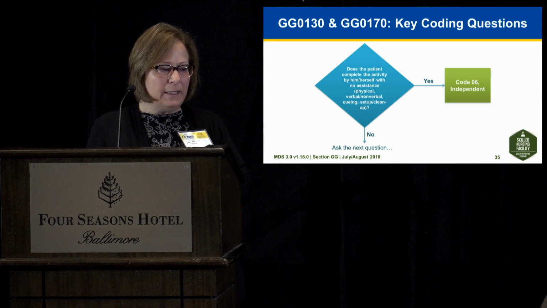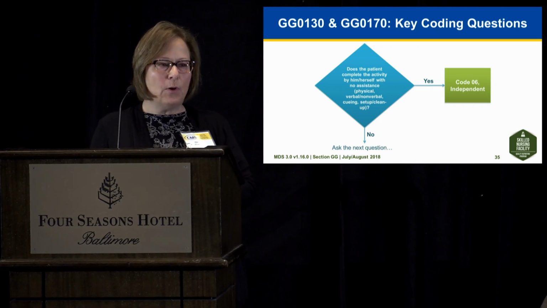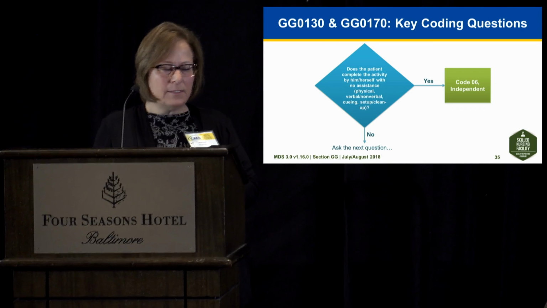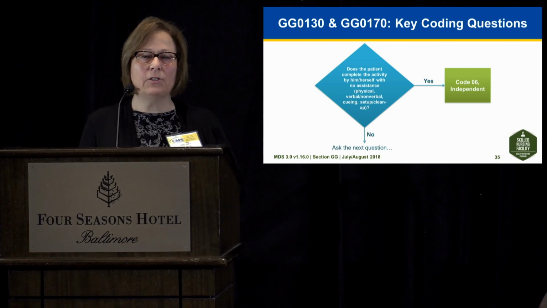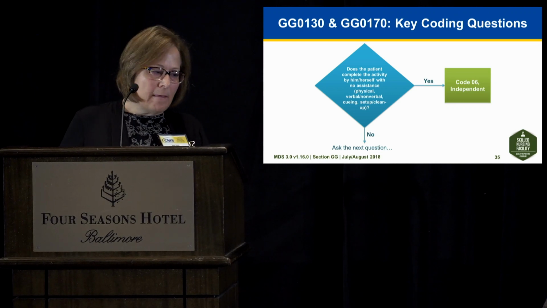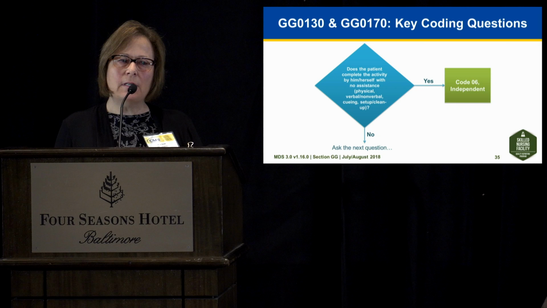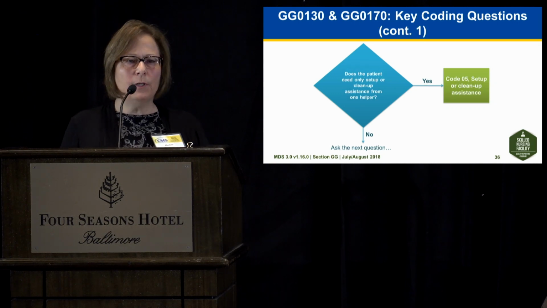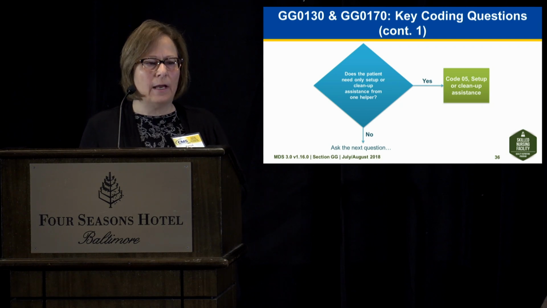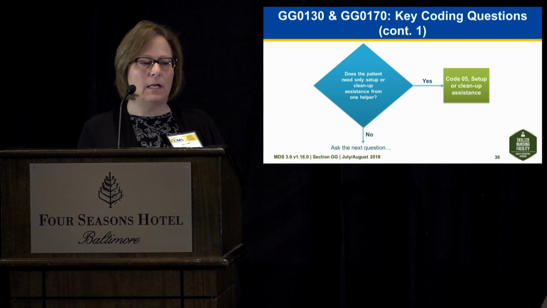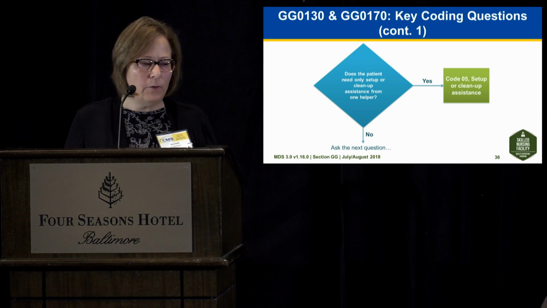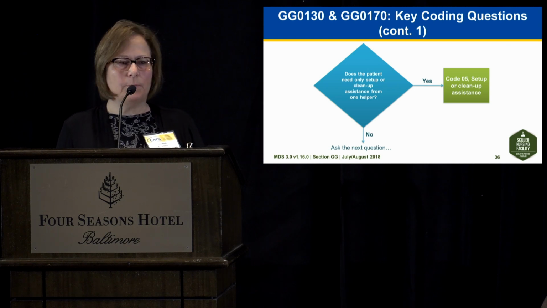Does the patient complete the activity by himself or herself with no assistance? Physical, verbal, nonverbal, cueing, setup, or cleanup? If the answer is yes, then you would code 06, independent. If the answer is no, you would move to the next question. Because now you want to know, what kind of assistance and how much does this resident need? So the next question you would ask yourself is, does the patient need only setup or cleanup assistance from one helper? If the answer is yes, you code 05, setup or cleanup assistance.